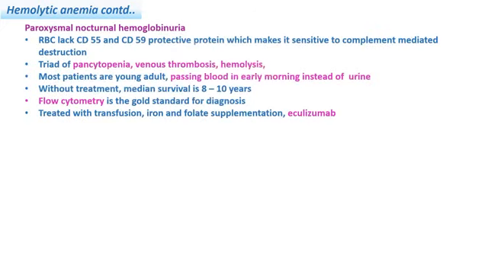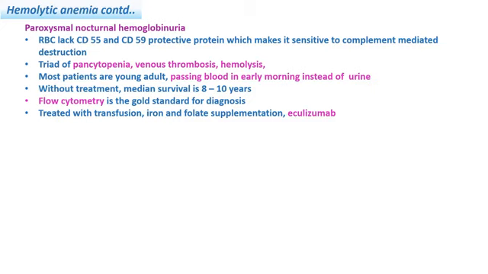Paroxysmal nocturnal hemoglobinuria. The pathology is that RBC lack CD55 and CD59 protective proteins, which makes them sensitive to complement mediated destruction. Triad of pancytopenia, venous thrombosis, and hemolysis. Most patients are young adults, passing blood in early morning instead of urine. Without treatment, median survival is 8 to 10 years. Flow cytometry is the gold standard for diagnosis.